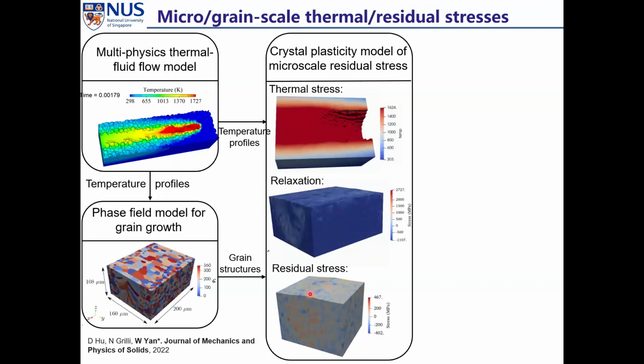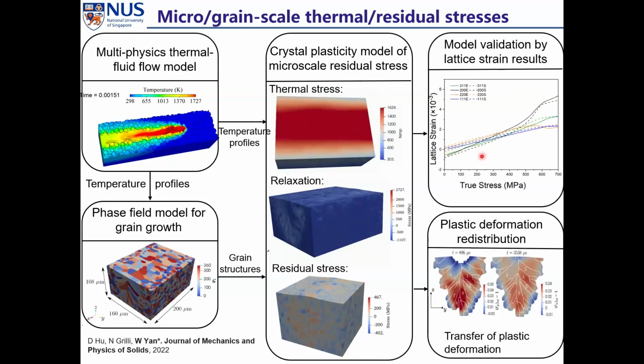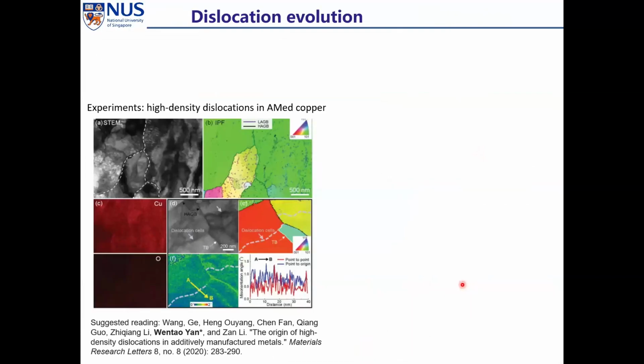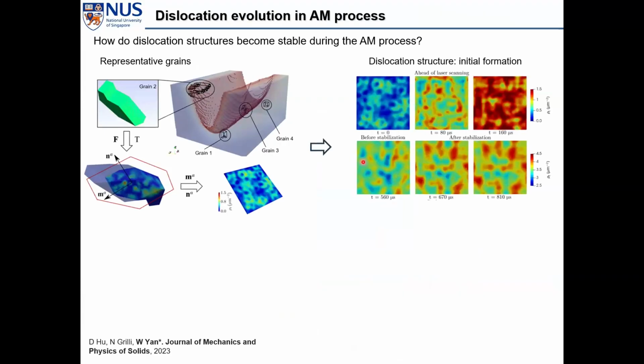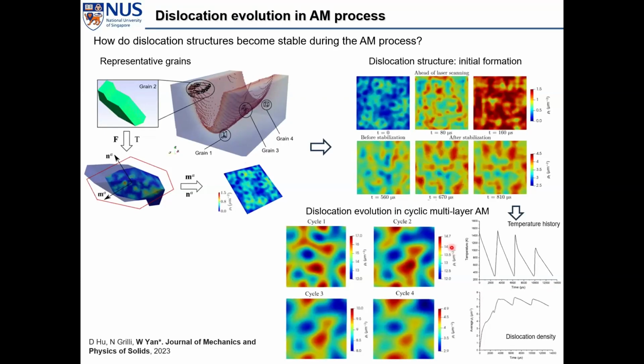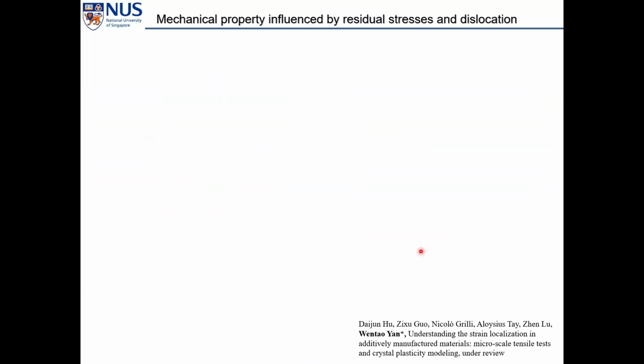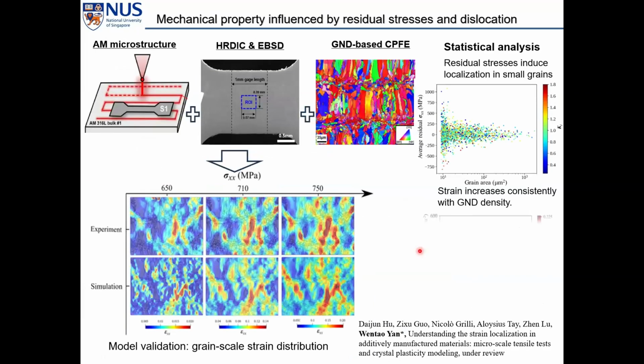Finally, we simulate the tensile behavior with residual stress. And then we validate against the in-situ tensile experiments by Lawrence Livermore National Lab. So this is experimental validation, and you can see different grains. There are different thermal stresses and residual stresses. And then we also simulate the dislocation evolution in different grains, different locations because of the thermal stress. That means stress loading and temperature. So this is the stress evolution, and also some experimental validation.